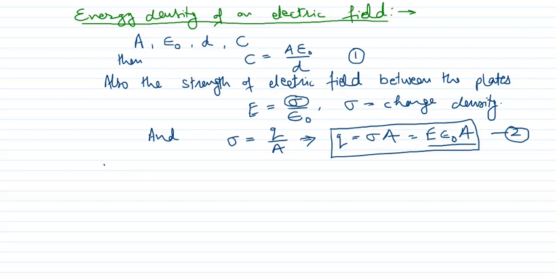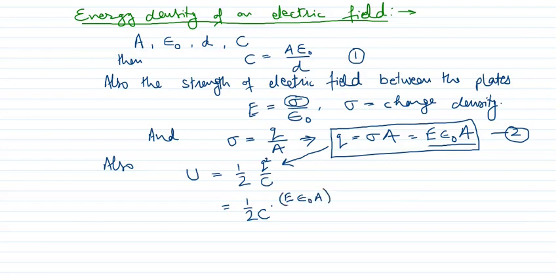Now second one also, energy stored is equal to 1 by 2 Q square by C. Now put the value of Q in this equation. It will become 1 by 2 into E epsilon naught A whole square by C. Clear?